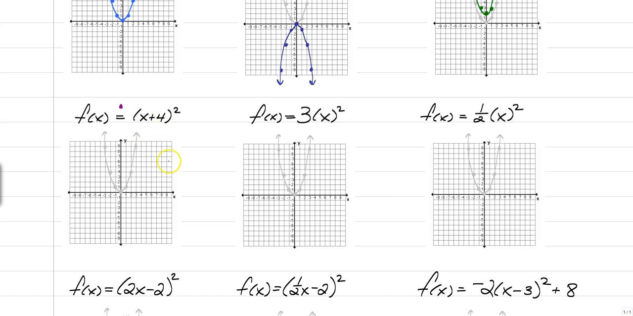So we got to start going backwards. This is why it's a shift of 4 to the left. Plug in a negative 4. If x is negative 4, negative 4 plus 4 is 0, and 0 squared is 0. That's how you get back down here. Negative 3 plus 4 is 1. 1 squared is 1. Negative 5 plus 4 is a negative 1 squared is still a 1.